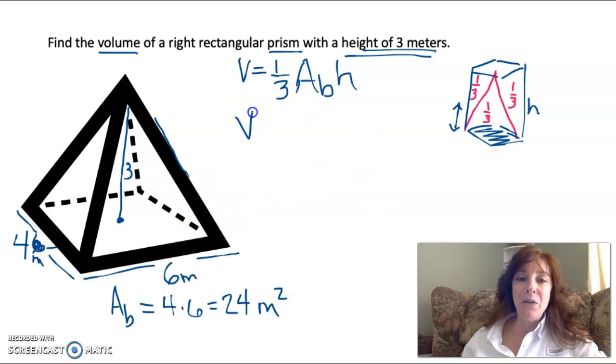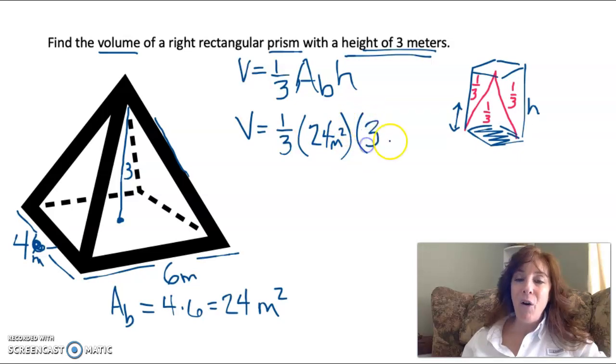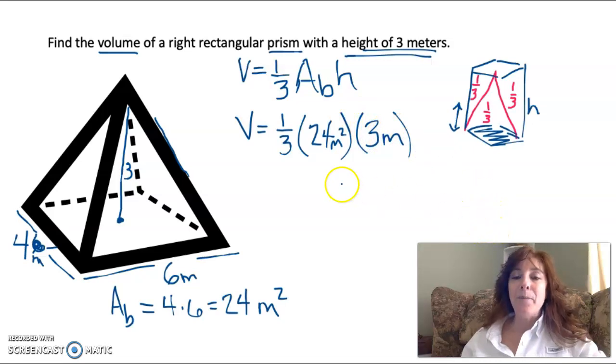Now I can use my equation. My volume is 1/3 of the area of the base, that's 24 meters squared, times the height of the whole prism, and that's 3 meters. Now, meters squared times meters gives me meters cubed. That's going to be my units for volume.